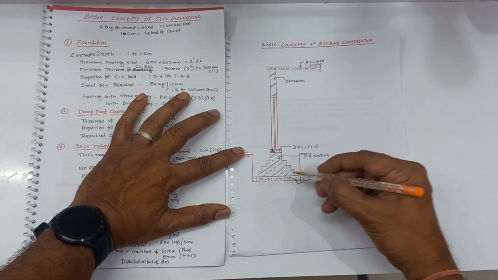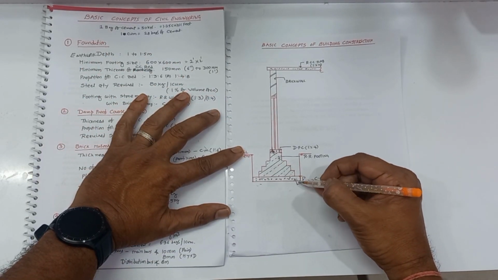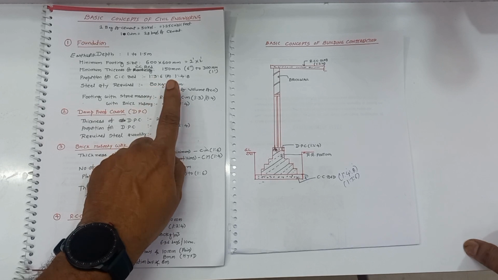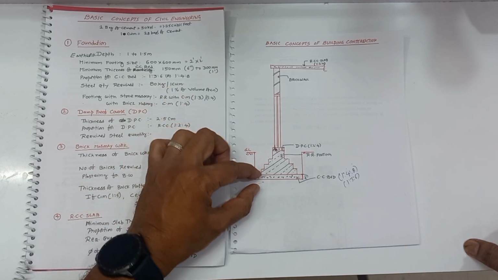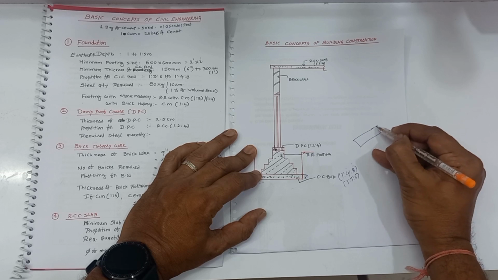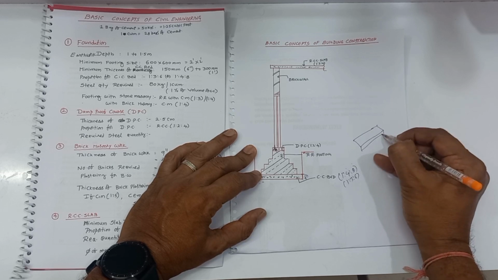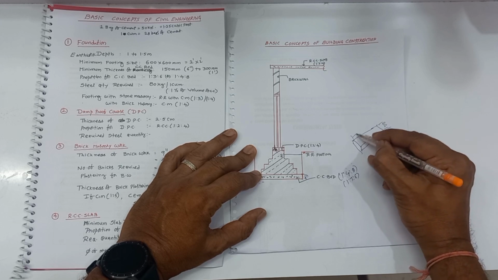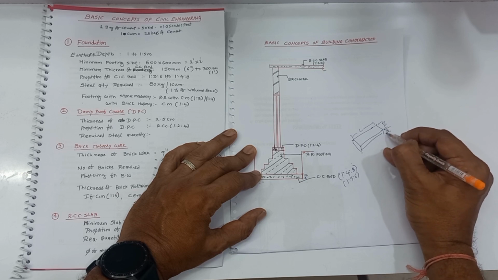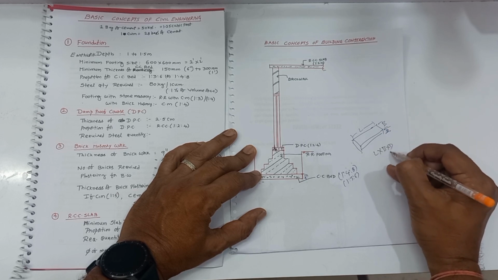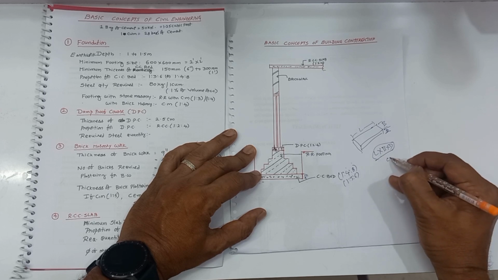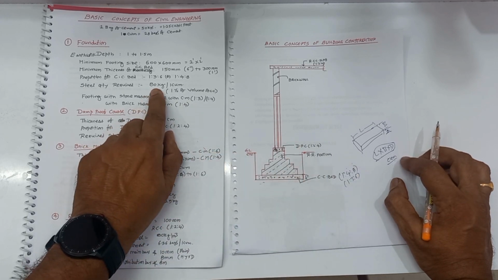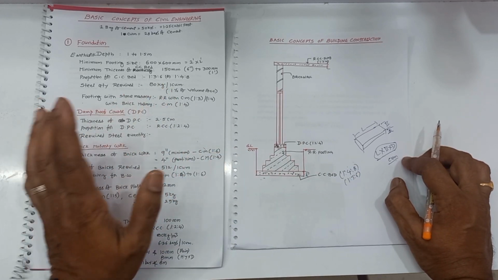Next, how much quantity of steel is required for the construction of the CC bed? The steel required is 80 kg per 1 cubic meter of concrete. Suppose you take the concrete bed. This is the thickness, this is the breadth, this is the length. By multiplying L into B into D, we can find the quantity in cubic meters. For 1 cubic meter of concrete work, we need 80 kg of steel. That is the simple thumb rule.